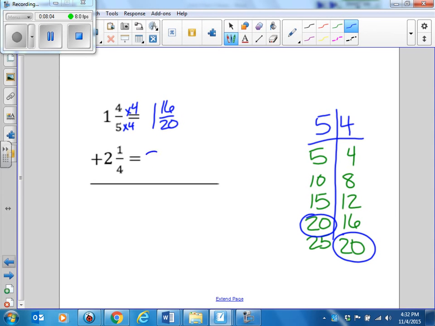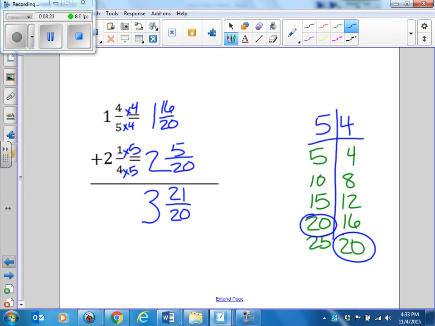And then we're going to look at the next one. What did I multiply my 4 by? Well, I multiplied it by 5. So I got 2 and 5/20. And now I can add. 1 plus 2 is 3. 16 plus 5 is 21, and then our denominator stays the same.